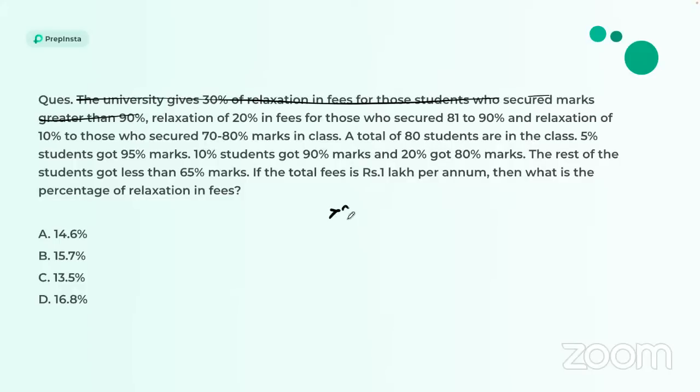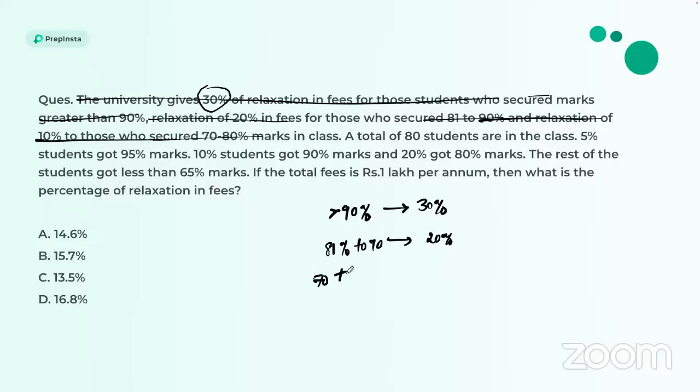So if the marks are more than 90%, it will be a relaxation of 30%. Next, the relaxation is 20% in the fee for those who secured 81 to 90. So 81 percentage to 90 percentage people will get 20% relaxation. And a relaxation of 10% for those who scored 70 to 80. So 70 to 80, we get 10% fee relaxation.